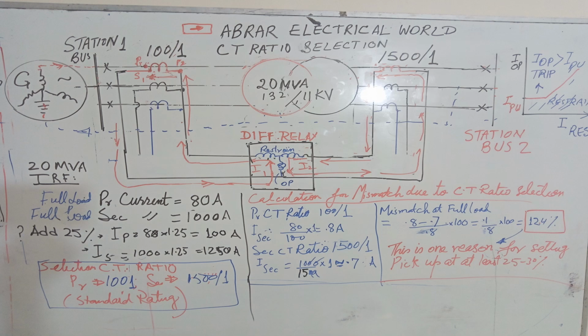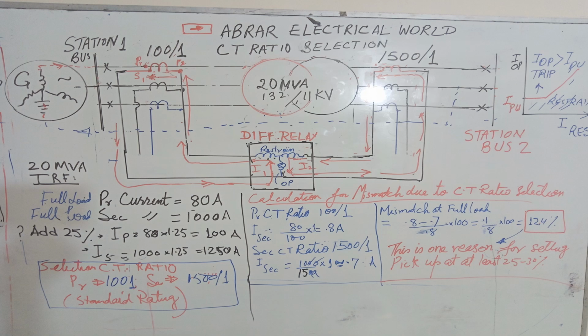Now we have to select the CT ratio according to these values, because we are allowing the overloading to a certain extent. So for the primary CT ratio of the power transformer I am selecting 100 by 1, and on the secondary side I am selecting 1500 by 1, because we have to select from the product line of the manufacturer. We may not get the number 1250. I have selected 1 ampere secondary, and you can select 1 or 5 ampere. 5 ampere is North American practice, and having 1 ampere secondary is the European practice.